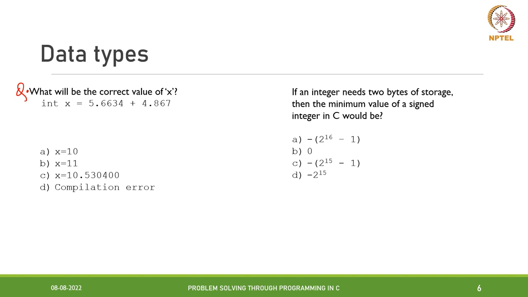So what exactly are we trying to do? These are floating point values, the floating point data. Both this and this are floating point data, and we are trying to store it into an integer variable. So it's expected that there should be a compilation error, but there won't be a compilation error.